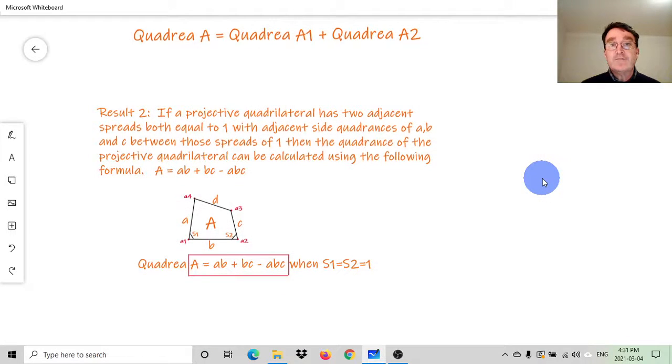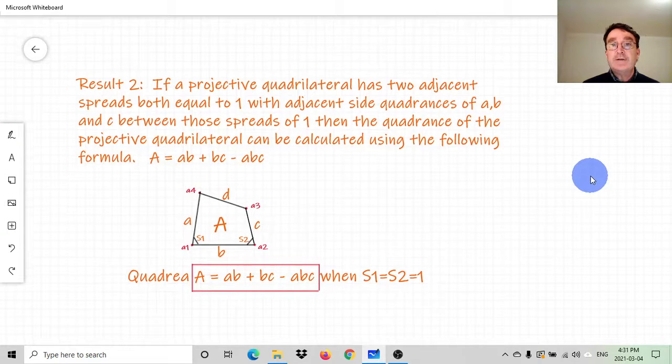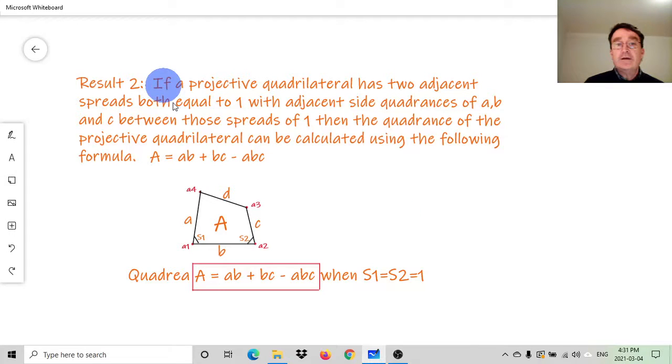The second result for calculating the quadria of the projective quadrilateral: if a projective quadrilateral has two adjacent spreads both equal to 1, so here we have a quadrilateral A1, A2, A3, A4, and two adjacent spreads S1 and S2 are both equal to 1, and you know the quadrances A, B, and C adjacent to these spreads that are equal to 1, then the quadria of that projective quadrilateral is A times B plus B times C minus A times B times C. So the quadria A is AB plus BC minus ABC when S1 equals S2 equals 1, when two of the spreads are equal to 1.